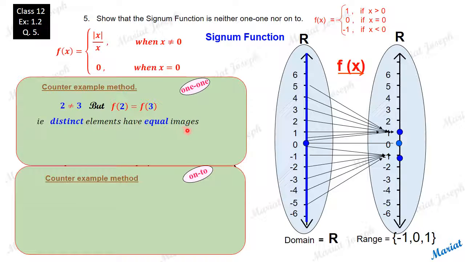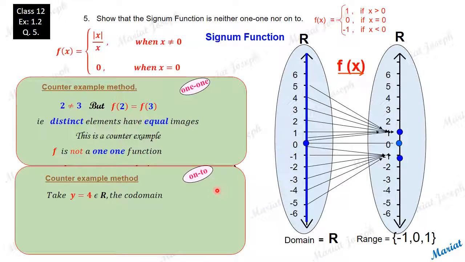So distinct elements have equal images, which is against the definition of one-oneness. For a function to be called one-one function, distinct elements should have had distinct images. Hence it goes against the definition of one-oneness. This is treated as a counter example, so we say the function is not one-one function.